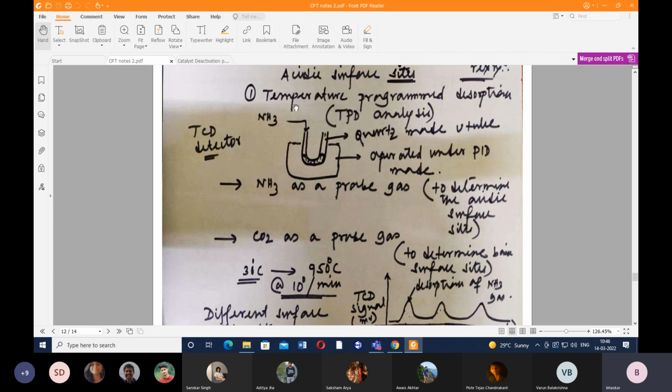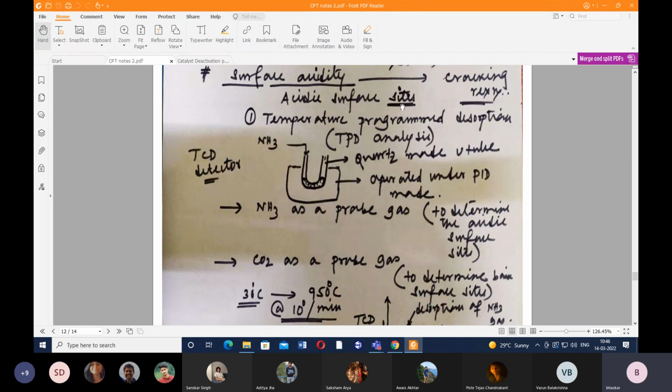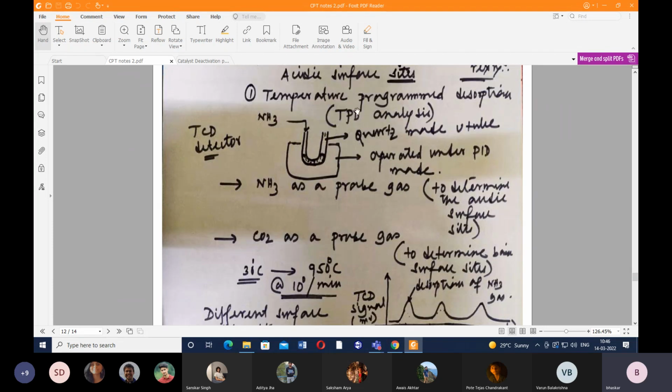So now our objective would be to determine the acidic surface sites. So how can we do so? By a method called temperature programmed desorption analysis, or more specifically TPD analysis. We have a U-tube cell here. This is quartz made, and it is mounted inside a furnace operated under PID mode. PID mode means proportional integral derivative mode.